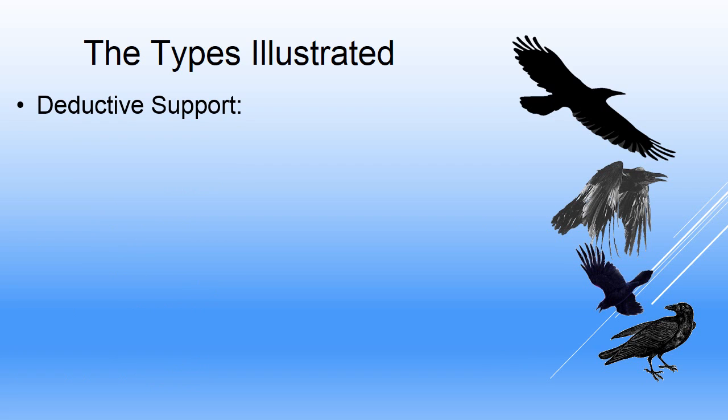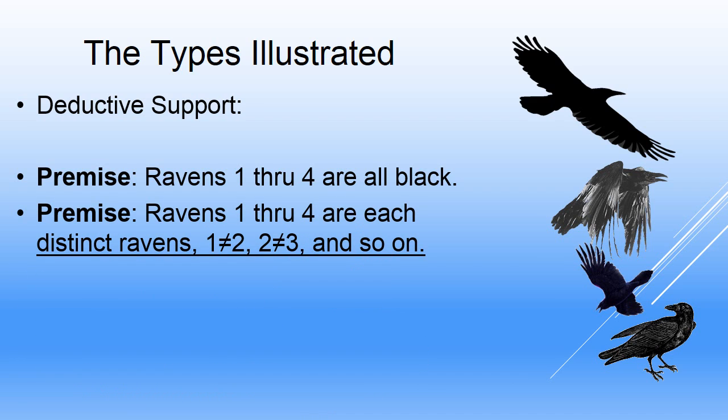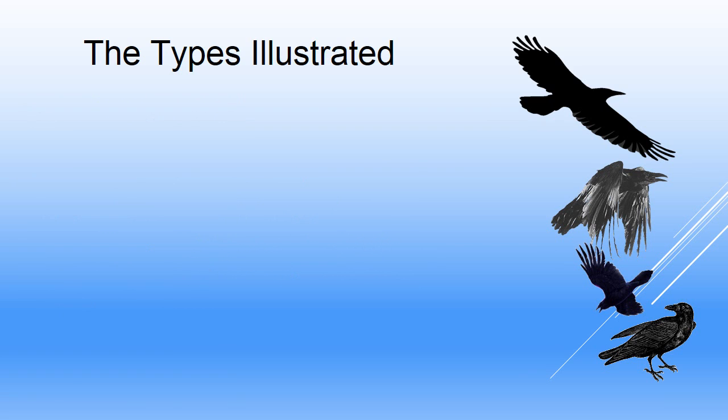Let's take a look at some deductive support for a conclusion. How about ravens 1 through 4 are all black? And let's add that ravens 1 through 4 were each distinct, and we cataloged 4 distinct animals. Doesn't it follow that there are at least 4 black ravens? In fact, that conclusion follows deductively. It can't be false if the premises are true. But you can't count every animal under the sun, so typically all you get is inductive support.